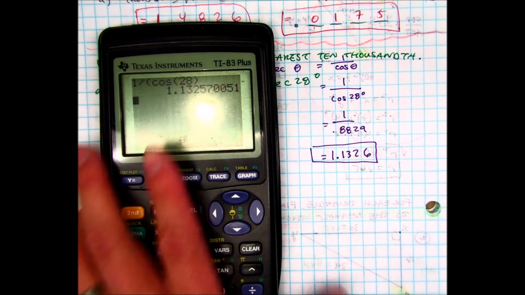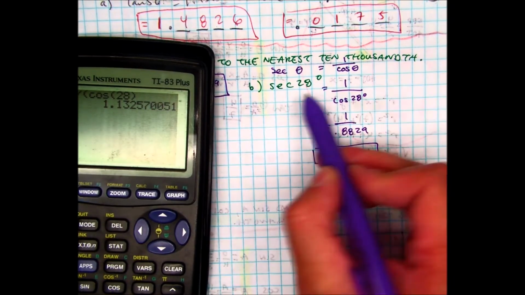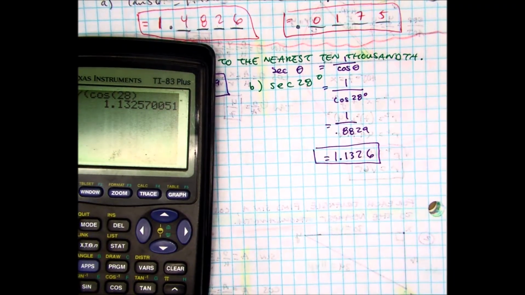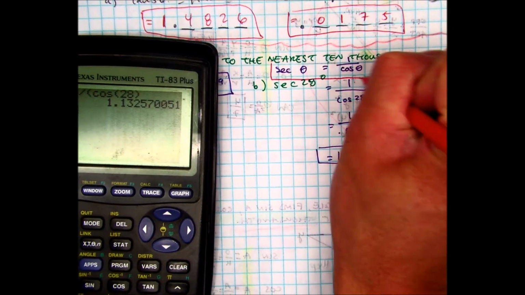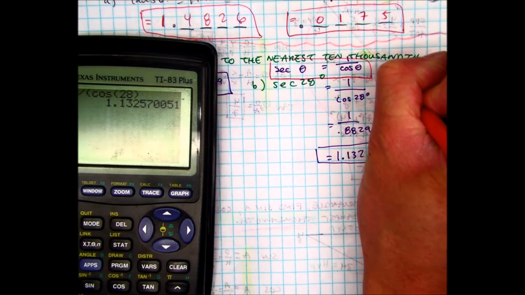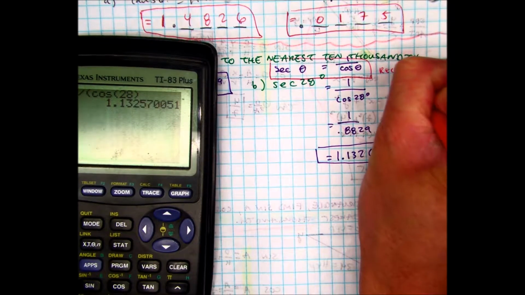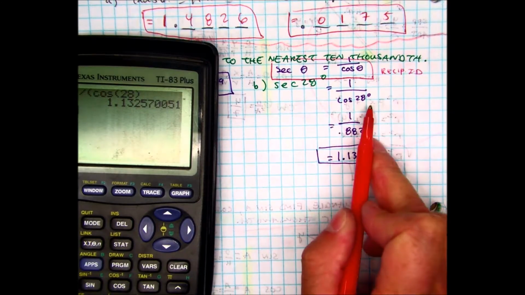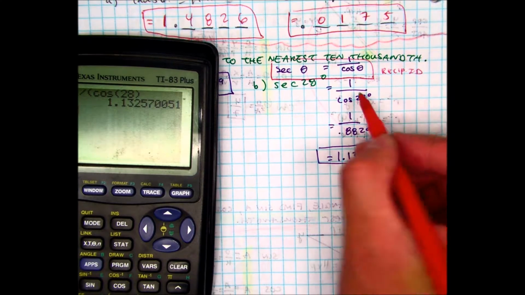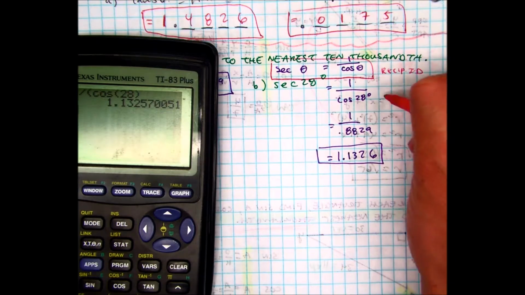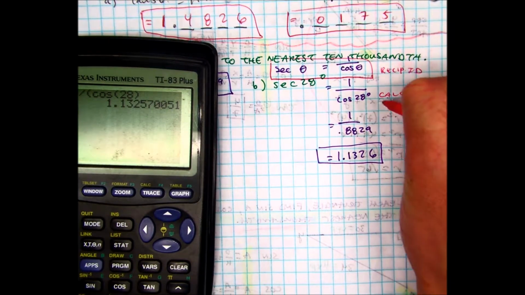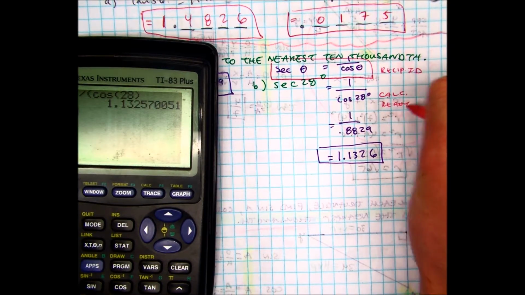So again, what did I do? There's no secant button, so first use your reciprocal identity. Do 1 over cosine of 28. And this is really your calculator-ready equation. Everyone say that.